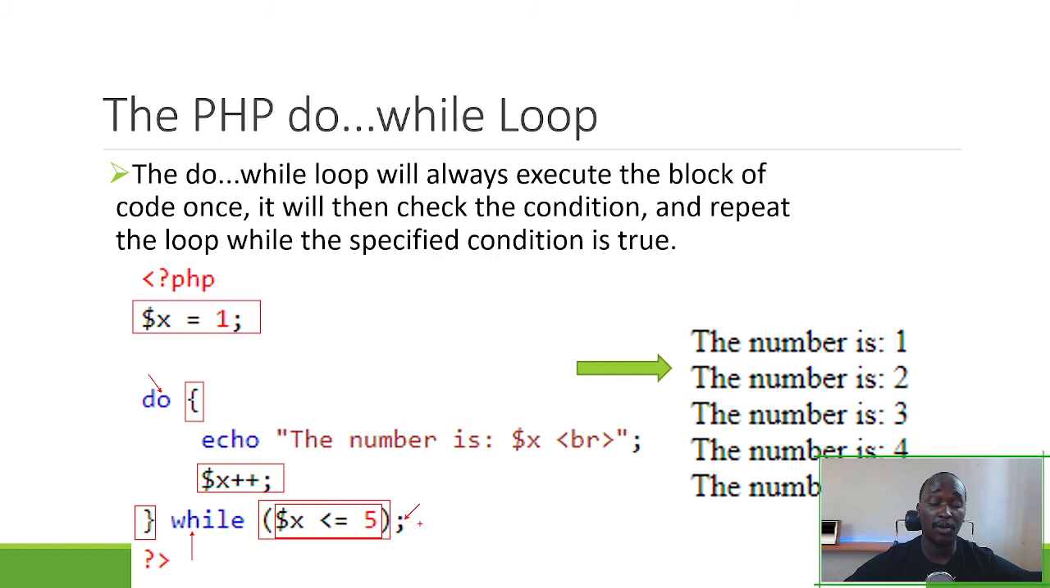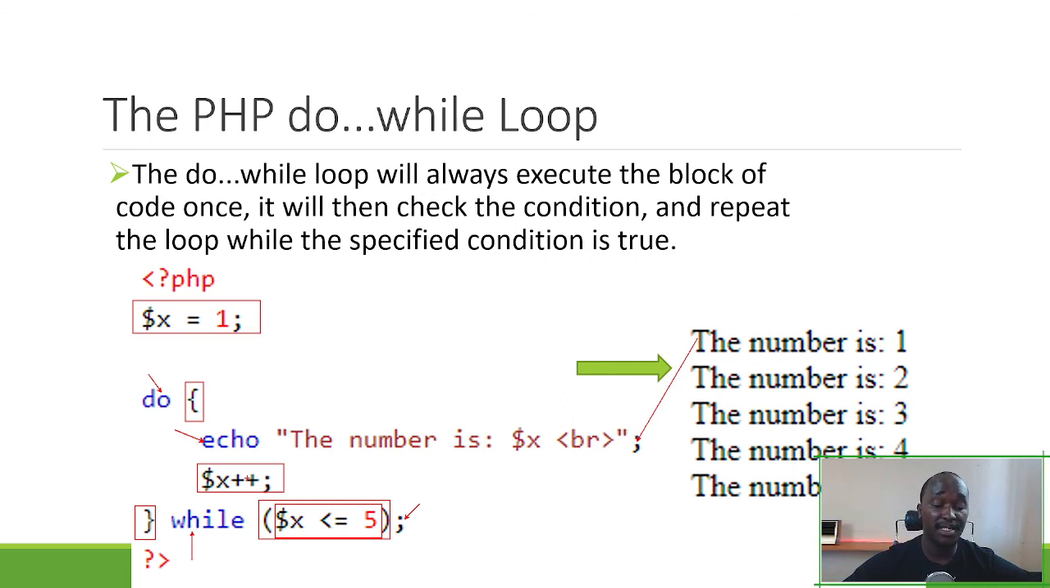So it has a semicolon, very important. Many people forget this when writing the do while syntax. Okay, so what happens here is that it does this. It's going to echo the number is, so this is what is going to print out this first statement here.